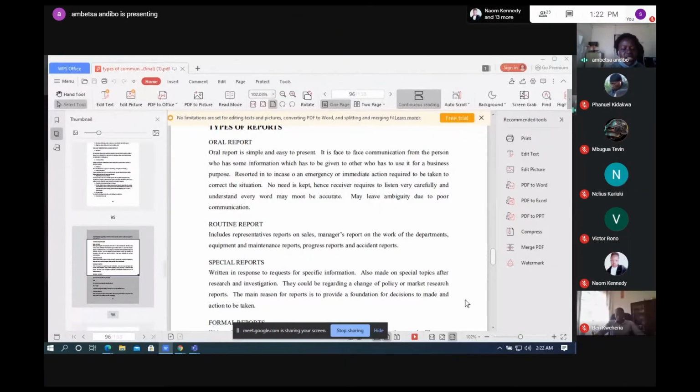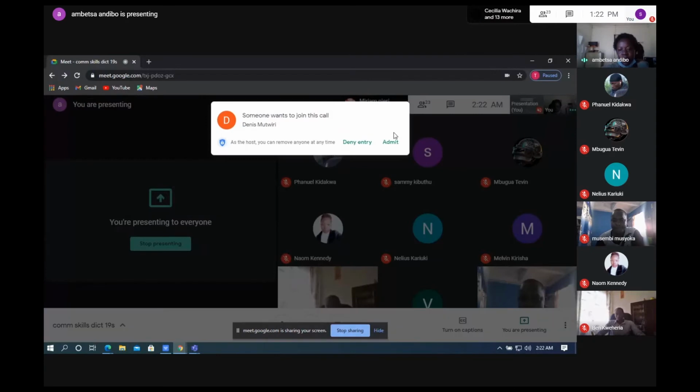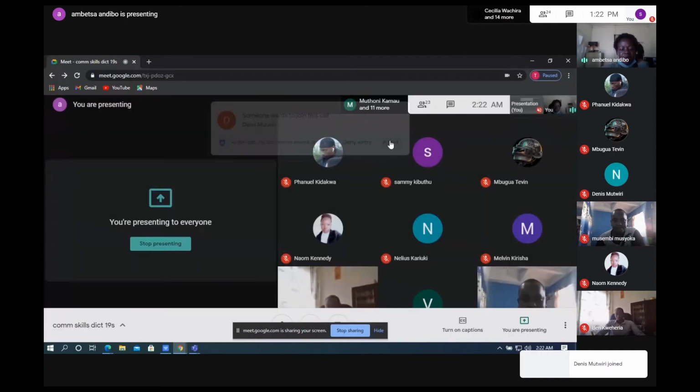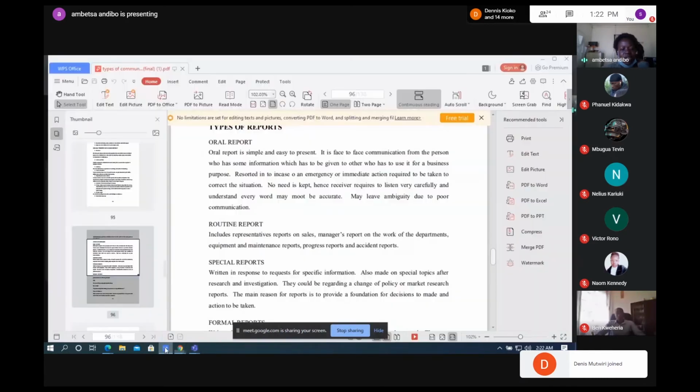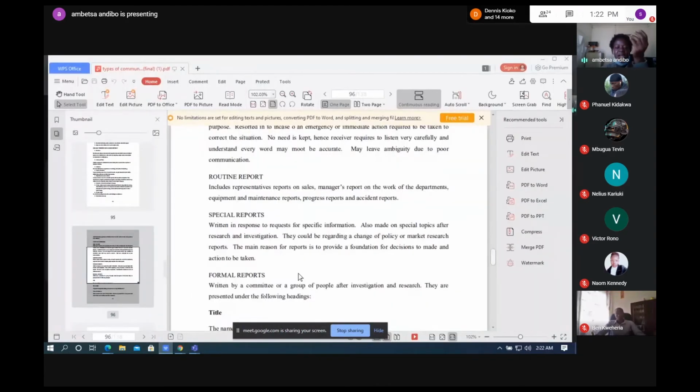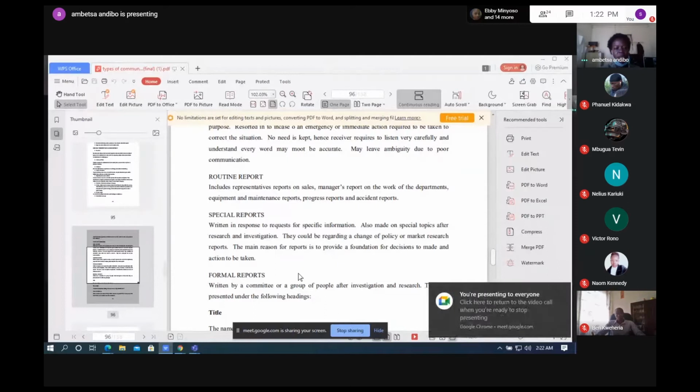Then you have routine reports. These are reports that are given on a regular basis at regular intervals. So let me give an example. Your attendance, a report needs to be generated at the end of every week. So that's a weekly report. Your academic performance, a report needs to be generated at the end of every term. So that's like a quarterly report. So those are routine reports.